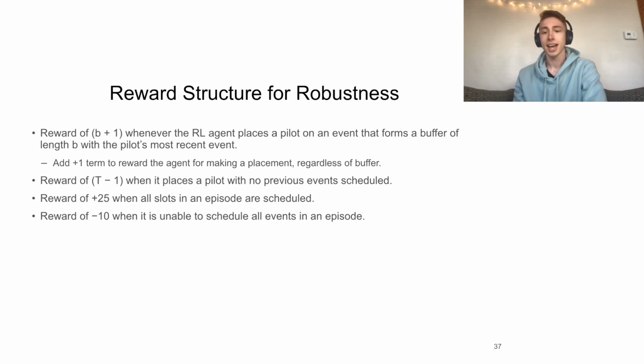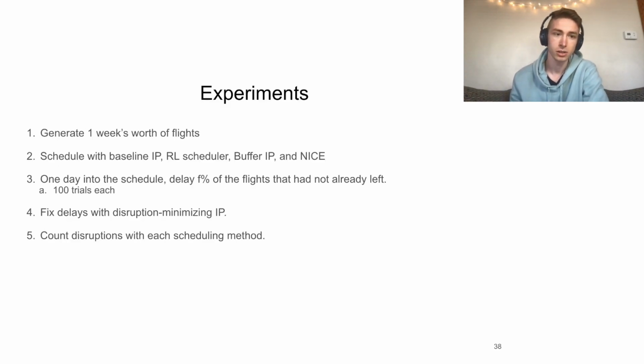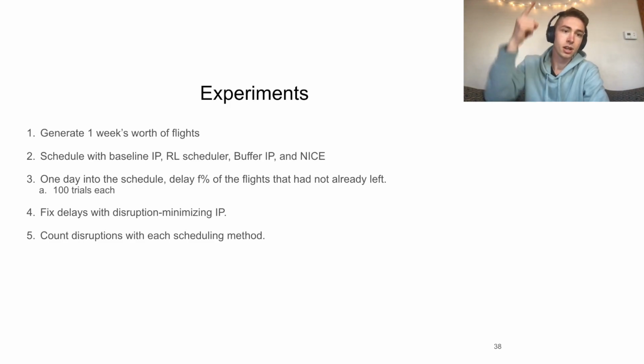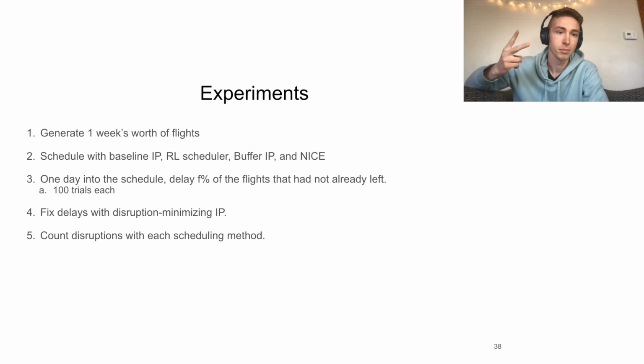Okay, and the way that we actually experimented with this is we first create 1 week's worth of flights. We then schedule with the integer programming baseline, the robust integer program, the reinforcement learning scheduler, and with NICE. And then 1 day into the schedule, we're going to delay F% of the flights that have not already left. We're going to do this 100 times for each F value, and we're doing it for 25%, 50%, 75%, and 100%.